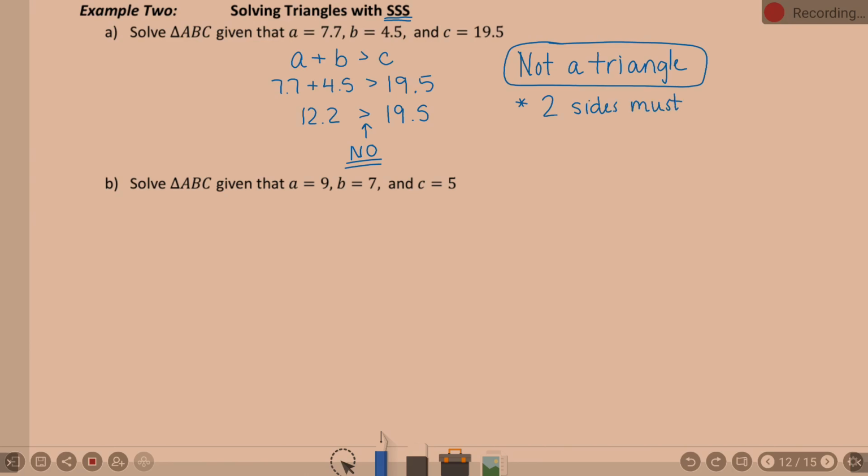And I'll write the note up here. Two sides must add to be larger than the third side. Okay, so that'll save you some work if you catch that. Fair enough? Okay. Let it save you some work.